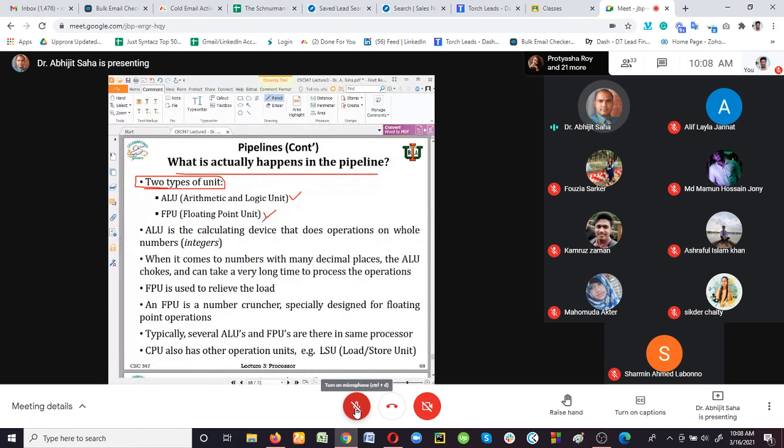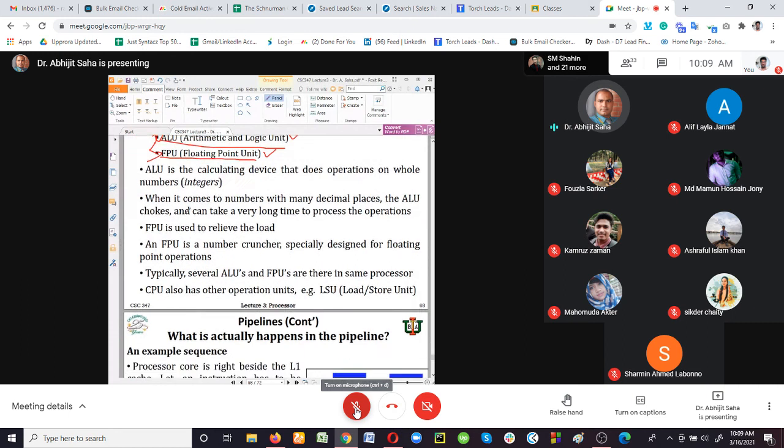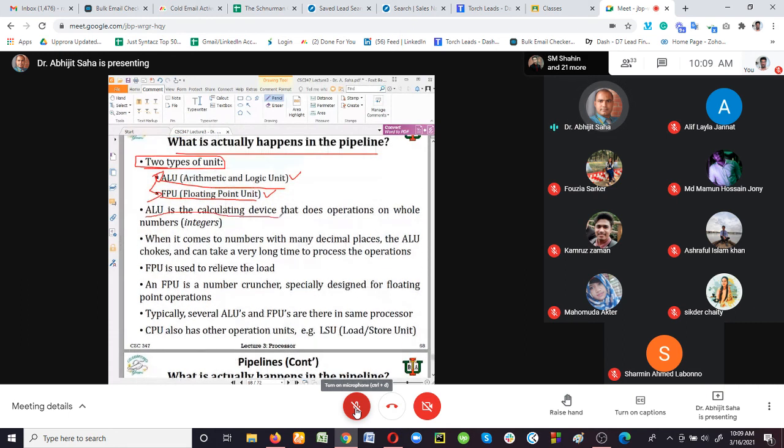Otherwise, the CPU can have different types of units that are not mandatory to be in the CPU. So here we are talking about another unit, the floating point unit. This is why we need this with the ALU. The ALU is the calculating device that does operations on whole numbers, if the number is an integer. The ALU does the arithmetic and logic operations, so arithmetic operations and logical operations are going to be there.